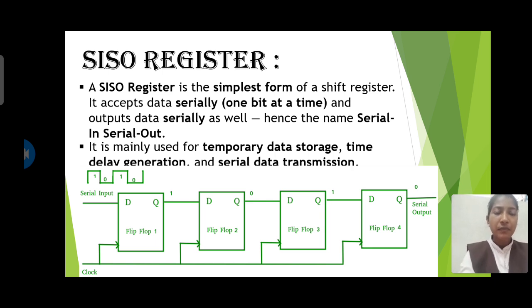Here we can have 4 flip-flops: flip-flop 1, flip-flop 2, flip-flop 3, flip-flop 4. We are providing inputs as clock and serial input D. So we can have the serial output O.